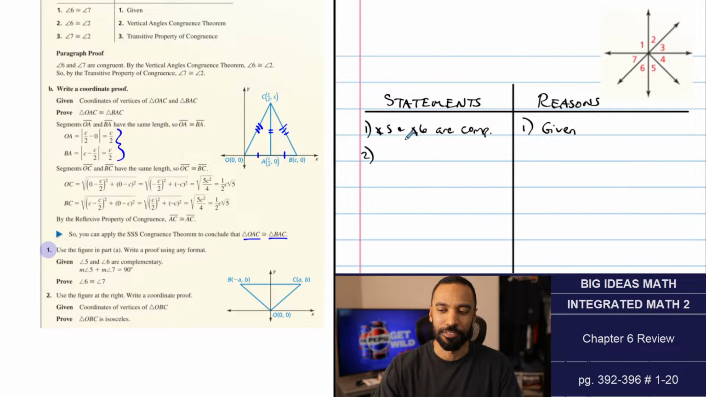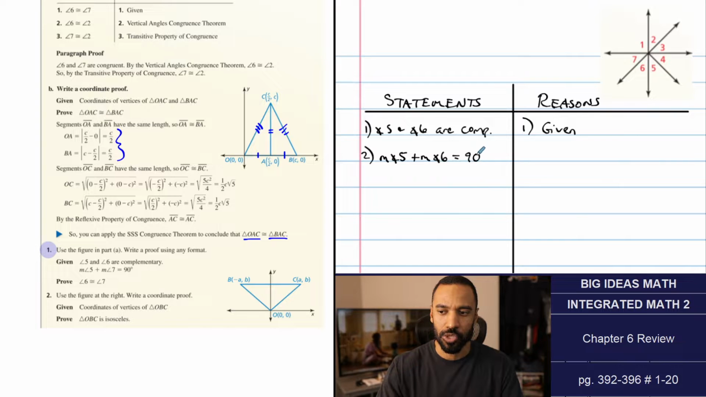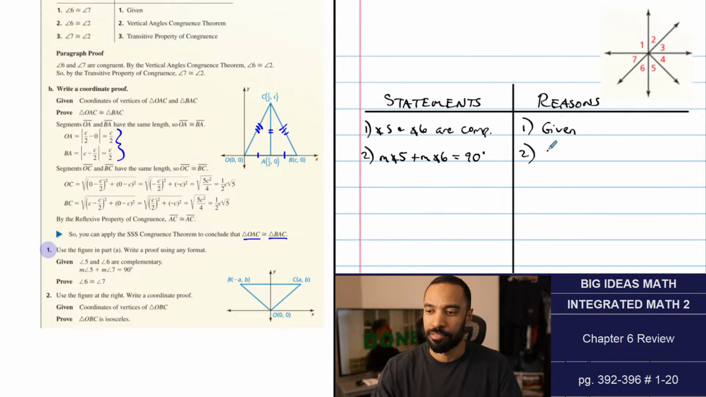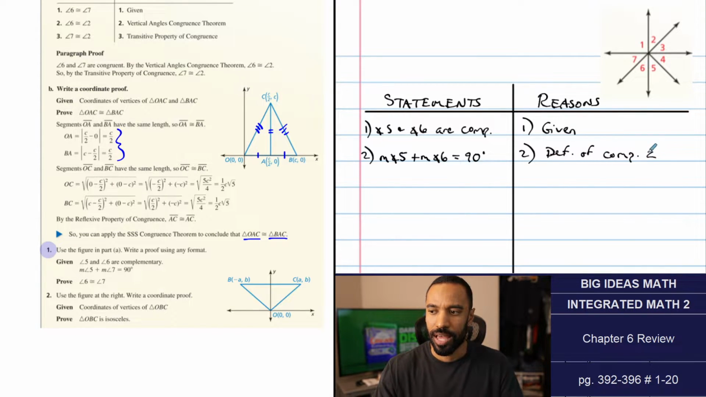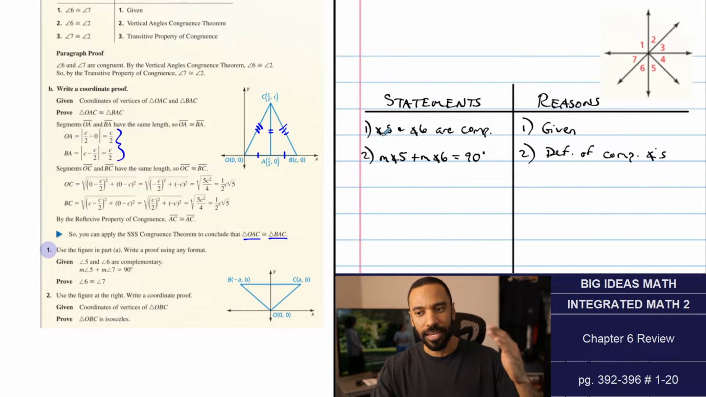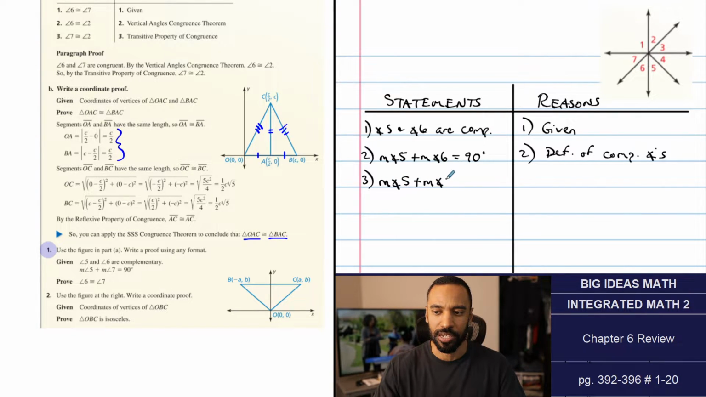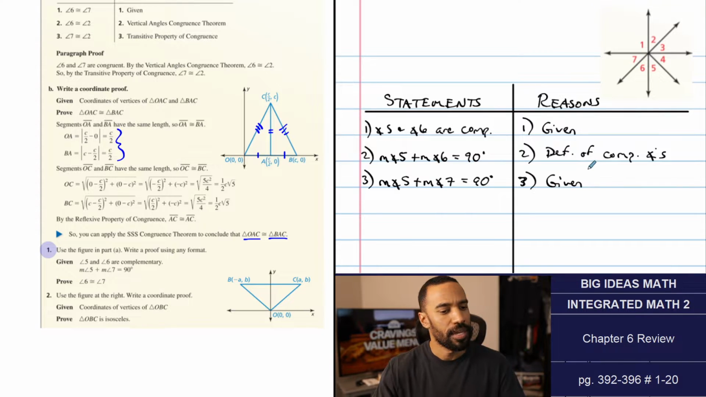So here's what I'm going to put actually first. Because they're telling you they're complementary, we can then go back and say that their measures add to 90 degrees as well. That is what complementary angles are, and they do not have to be adjacent. Definition of complementary angles. That's the way that I can reason with that, right? Because they told us this, we can then make that statement. Now, they also told us that the measure of angle 5 plus the measure of angle 7 is 90 degrees. That was also another given. Generally, you would write givens first, but because I wanted to lead statement 1 into 2, I just went about it this way. Now, what are we proving?